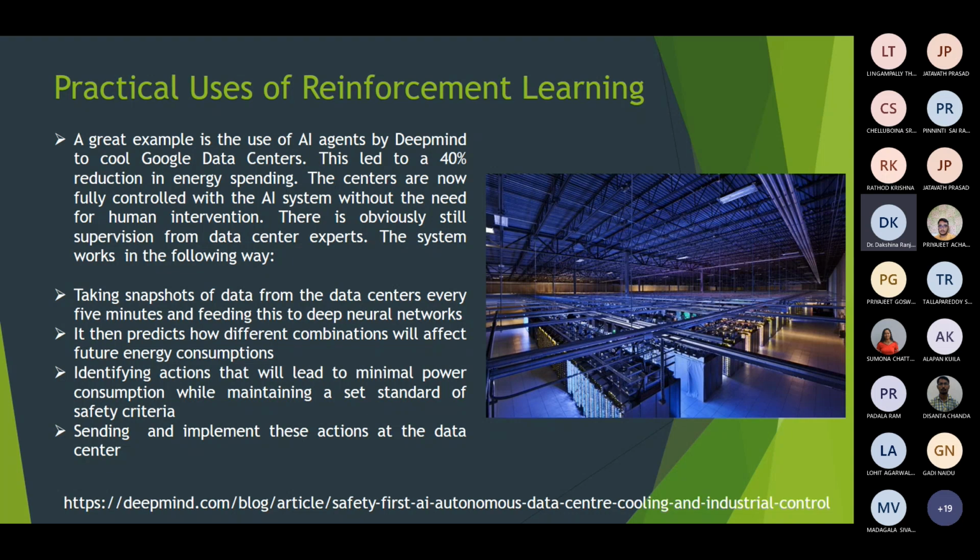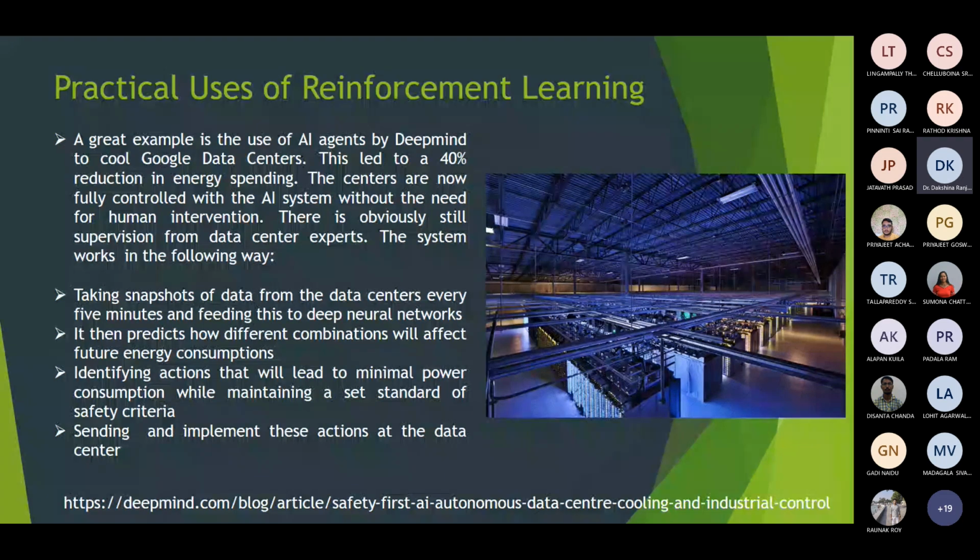If we look into the working principle of DeepMind, there are a number of steps. In the first step, a number of sensors and cameras are installed inside the Google data center, and they take a snapshot of data from the data center every 5 minutes and feed this data to the deep neural networks, that means the DeepMind AI tool. Then it predicts how different combinations will affect the future energy consumption.